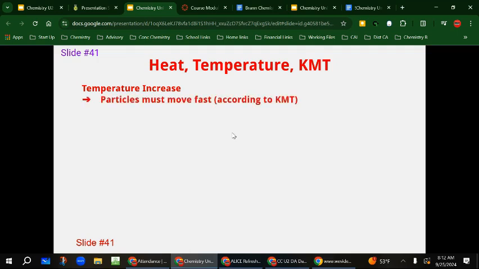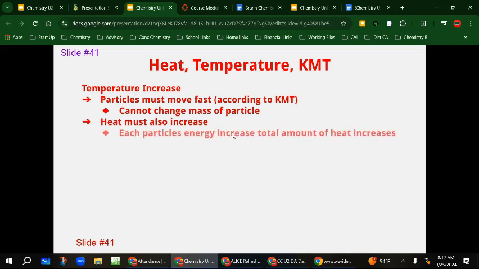If your temperature is going to increase, the particles must move faster according to KMT. That is the only way to make the temperature increase, to make the particles move faster. You cannot change the mass of the particle. Impossible. Cannot be done. Okay? Heat must also increase. Why? Because if the particles are moving faster, their heat is going up as well. Okay. Thank you. Okay? Each particle's energy increases. That increases the total amount of heat.